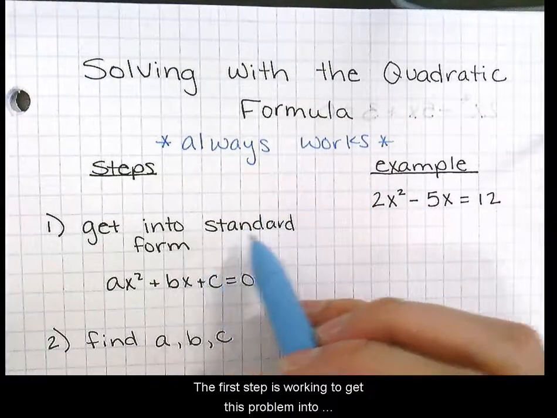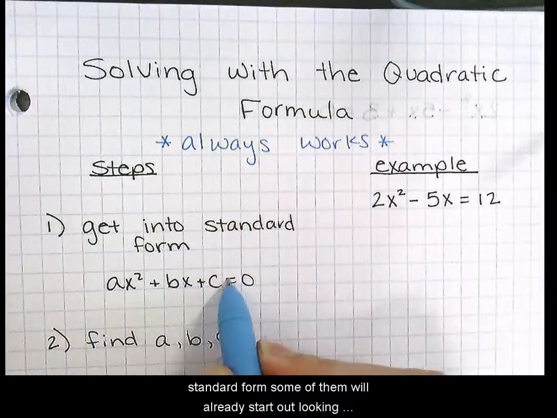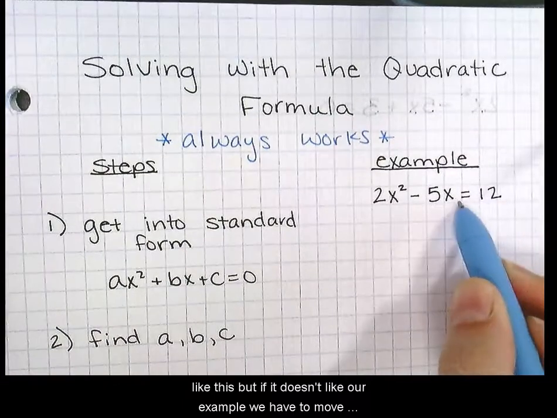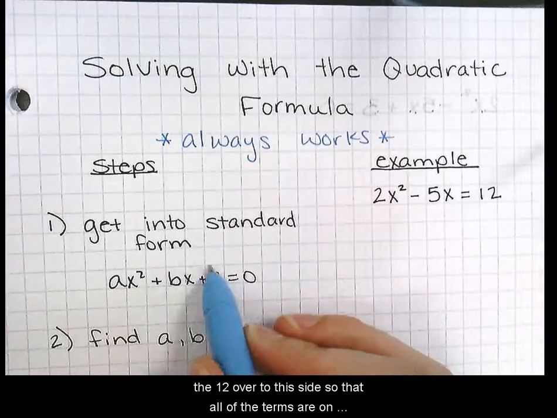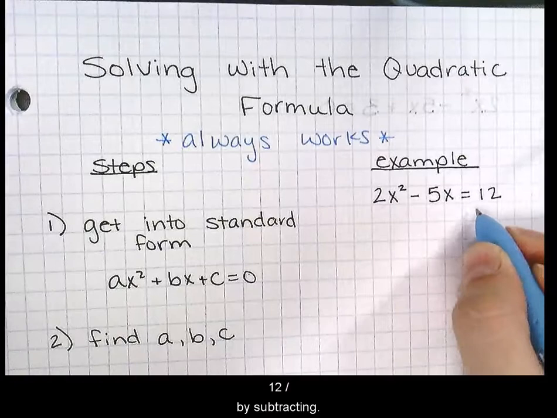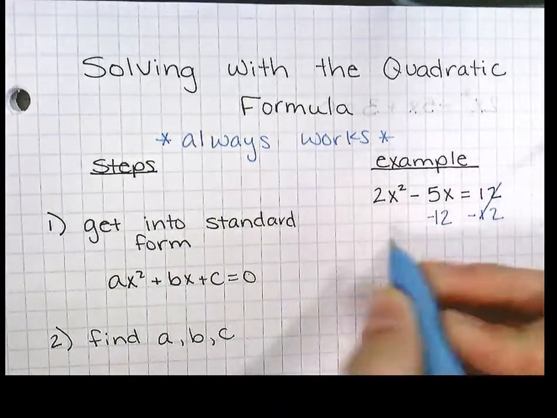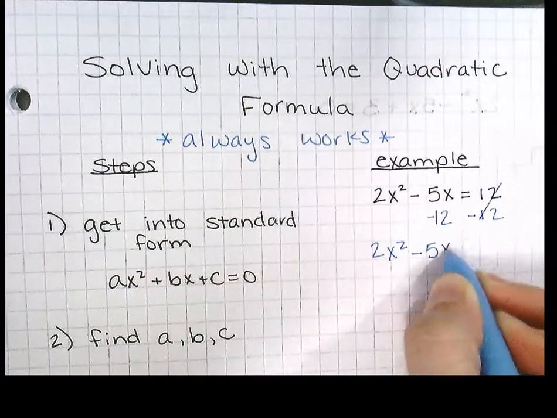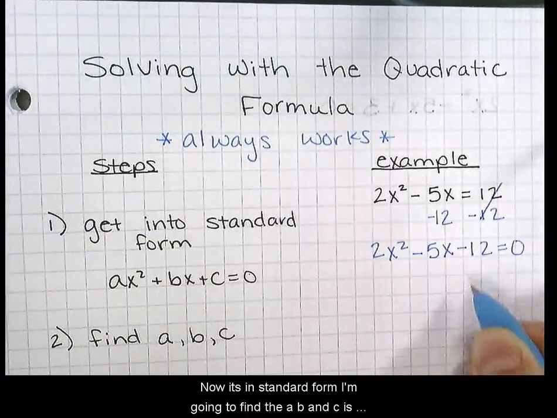So the first step is we're going to get this problem into standard form. Some of them will already start out looking like this, but if it doesn't, like our example, we have to move the 12 over to this side so that all of the terms are on the left side and it's equal to 0. So I'll move the 12 over by subtracting it. Now it's in standard form.